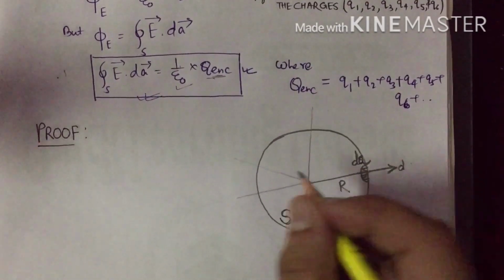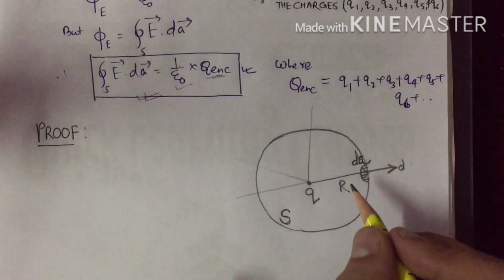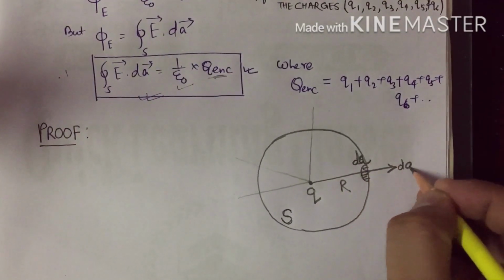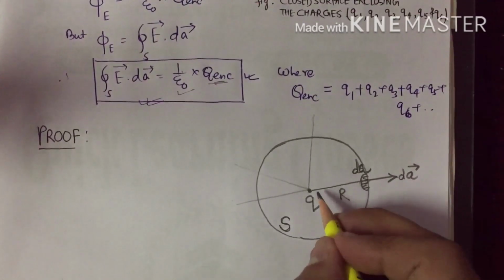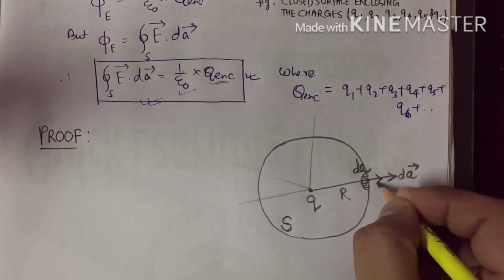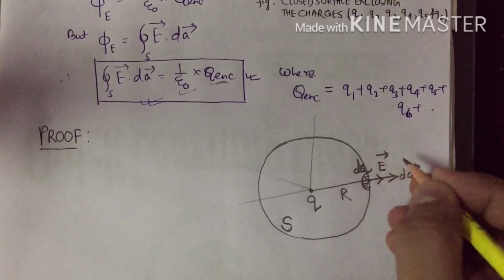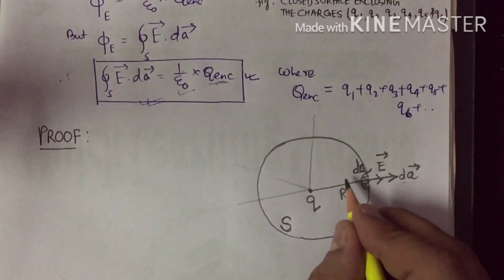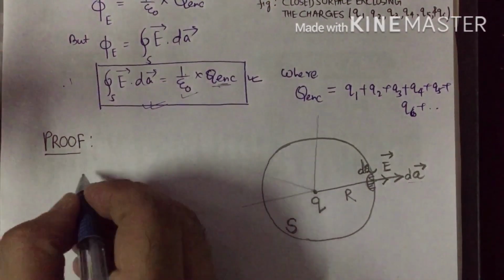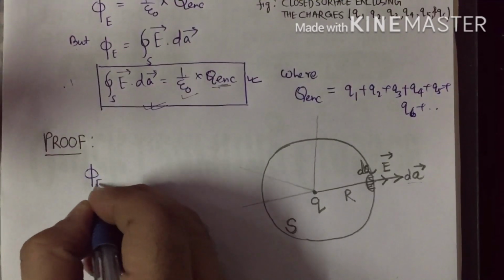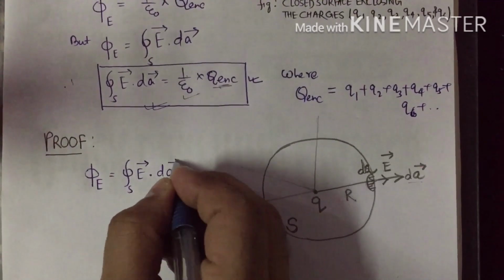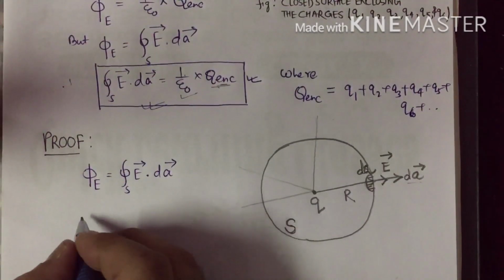Just for simplicity, as we have mentioned the area vector to be a dA vector, we have assumed the area element on the surface to be dA such that the area vector is given by dA vector, and the electric field lines coming out from this surface are also perpendicular to the surface, such that electric field E and area vector are parallel to each other. So therefore, what is flux? It is given as the closed surface integral of E dot dA vector.